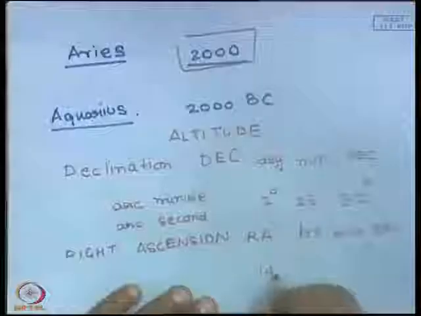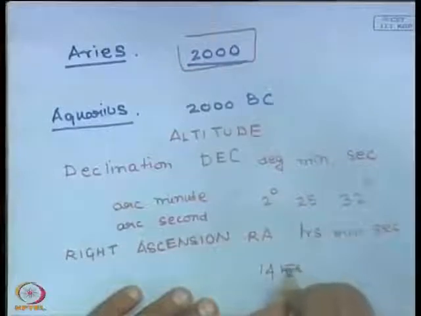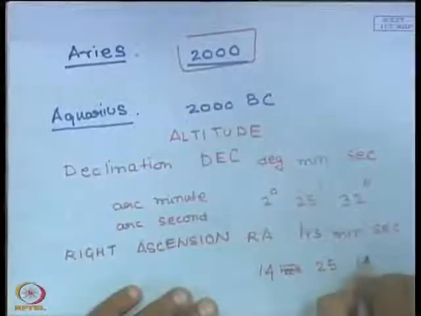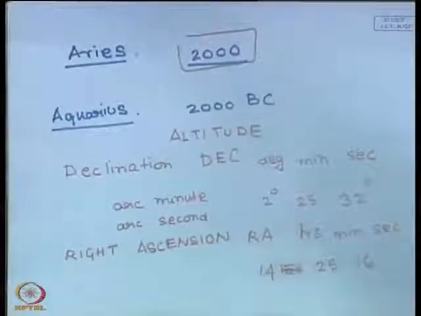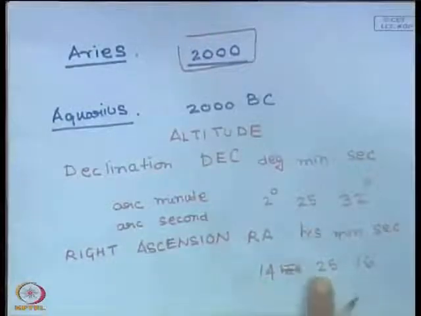Okay. And so for example, if I say 14, 25, 16, it essentially means 14 hours, 25 minutes and 16 seconds of RA. Okay. So these are in hours, minutes and seconds. So these are the coordinates that we use on the celestial sphere or on the sky.